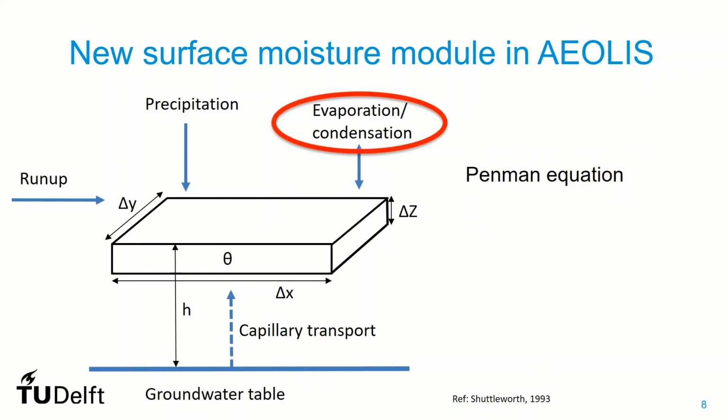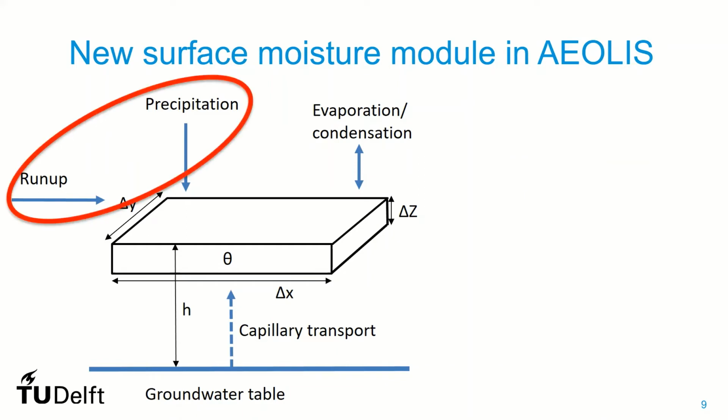Evaporation and condensation are implemented through the Penman equation, which takes into account air temperature, global radiation, atmospheric pressure, and relative humidity. So those are meteorological parameters that are needed as input to this model.